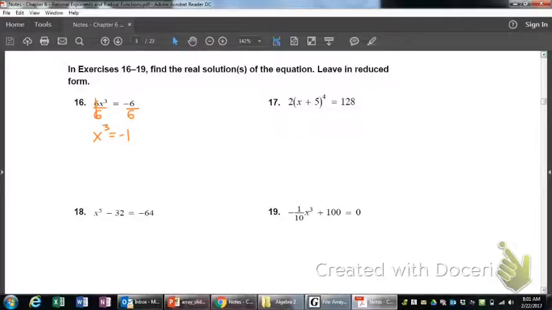In order to get rid of the cube, so in order to get rid of an exponent, I'm going to go ahead and use that root. These 3's right here are going to cancel each other out. And what I do to the left, I have to do to the right. So now I have x equals the cube root of negative 1. You can type that into your calculator using 3 math 5, and you get x is negative 1.